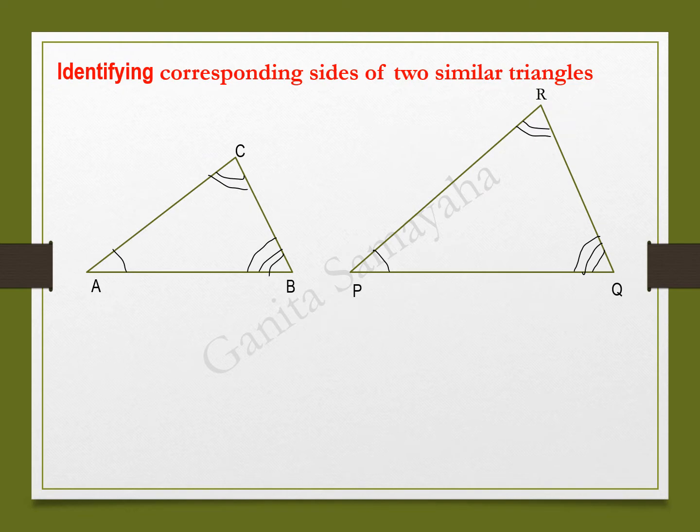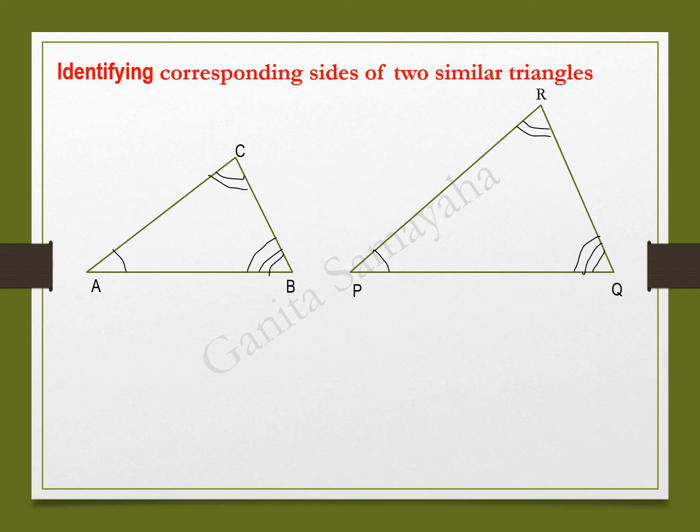Children, here we have got two triangles, triangle ABC and triangle PQR. The equal angles are indicated here. Angle A is equal to angle P is indicated by marking a single arc there. Similarly, angle C is equal to angle R is indicated by marking two arcs there. And angle B is equal to angle Q is indicated by marking three arcs. So we know that these two triangles are similar now.